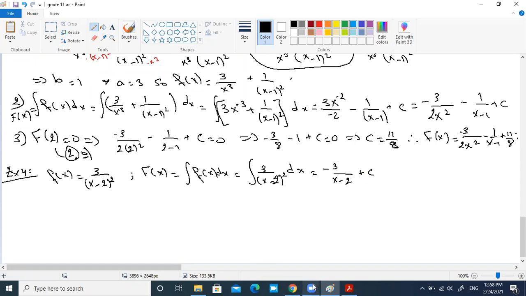The integral of k over (ax plus b) to the power 2 dx is negative k over ax plus b. Of course, you multiply by the coefficient of x, which is a. So here it is negative 3 over x minus 2. The coefficient of x is 1, so no need to multiply by anything.